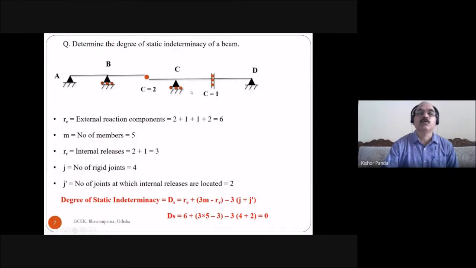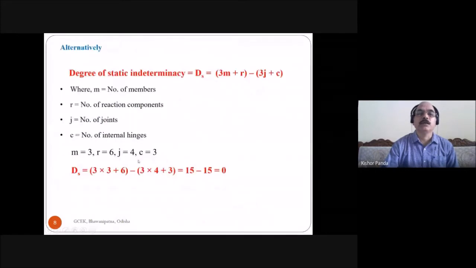C is equal to 2 here and C is equal to 1 here. So C is equal to 3. Then by using this value, you can find out the degree of static indeterminacy. 3 into 3 plus 6 minus 3 into 4 plus 3. So this is 15 minus 15, which is equal to 0. This is the degree of static indeterminacy.